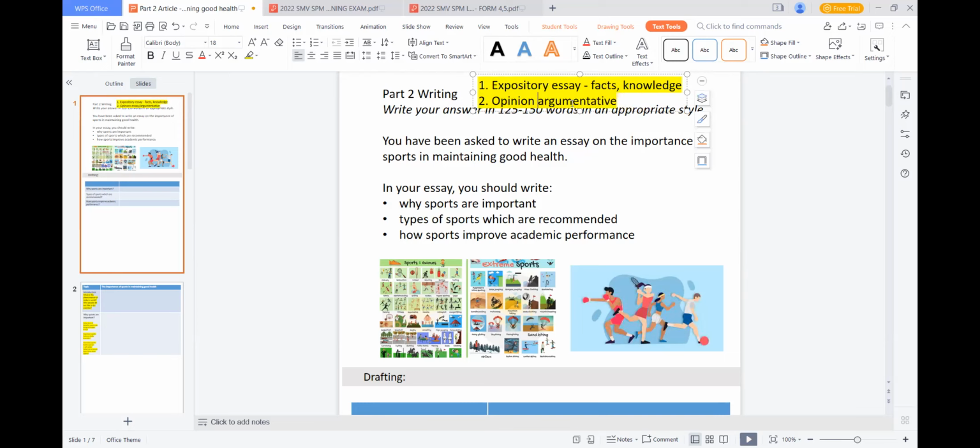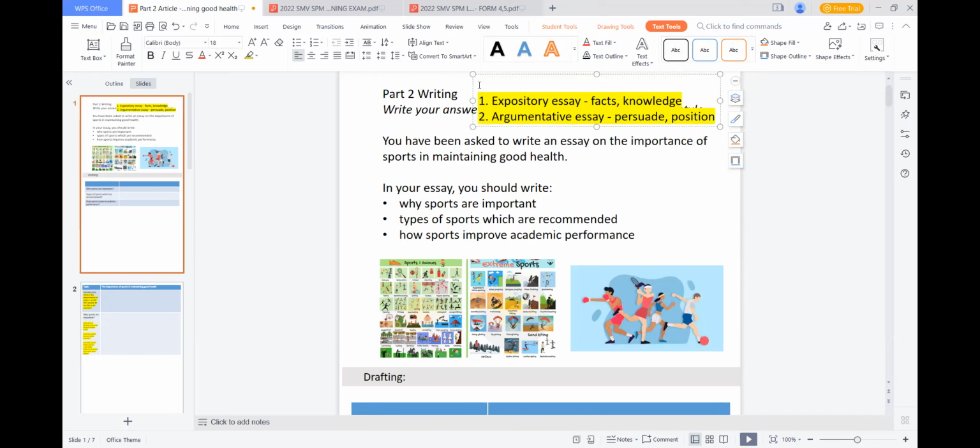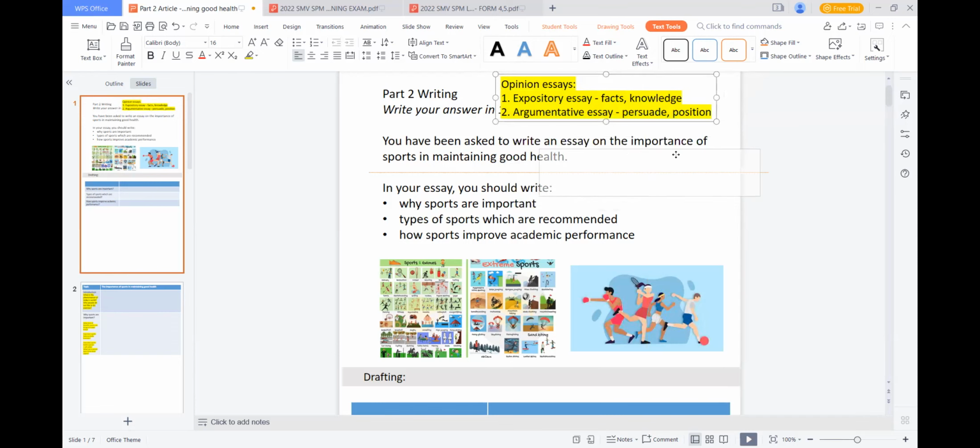Sorry, the second one is argumentative. Argumentative essay means you have to persuade, you have to convince, show your stand, show your position. So all these part two essays are called opinion essays. Okay, so let me make it smaller. 它有分两种的. I block the, okay, maybe I put it here.